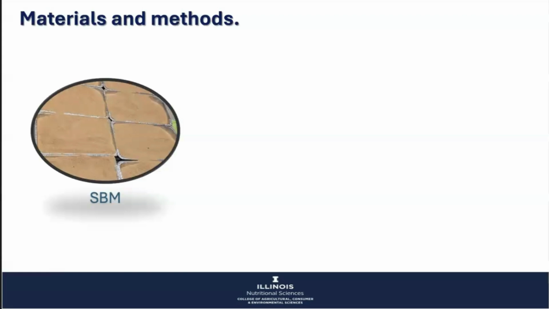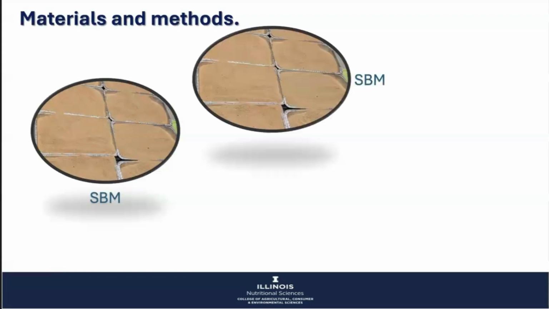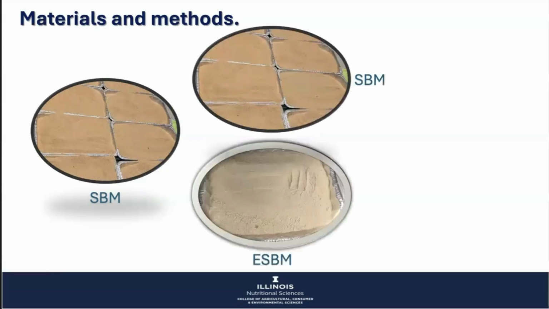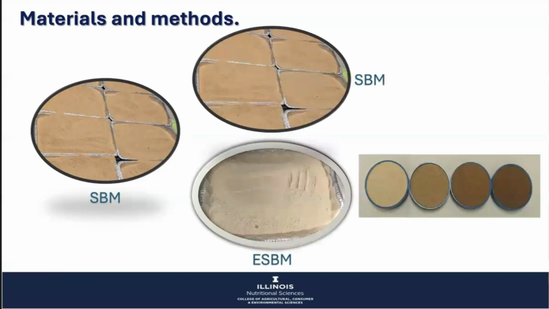Let's move to materials and methods. One source of soybean meal was divided into batches. One batch was used without further treatment, and the other batch was used to produce enzyme-treated soybean meal. The enzyme-treated soybean meal was divided into 4 different batches, and they were autoclaved at 120 degrees Celsius.